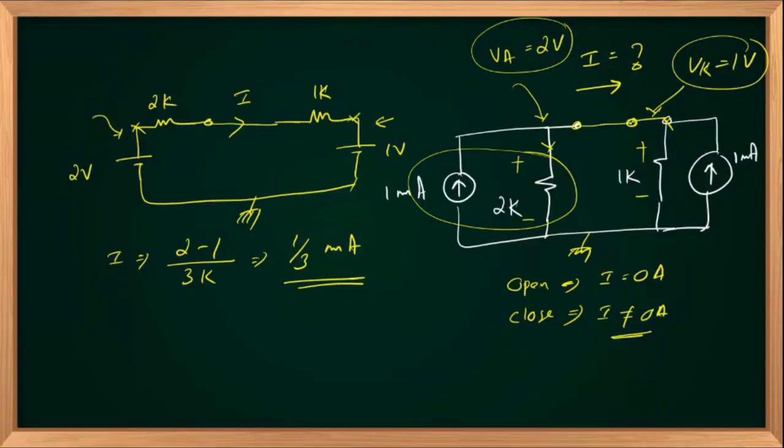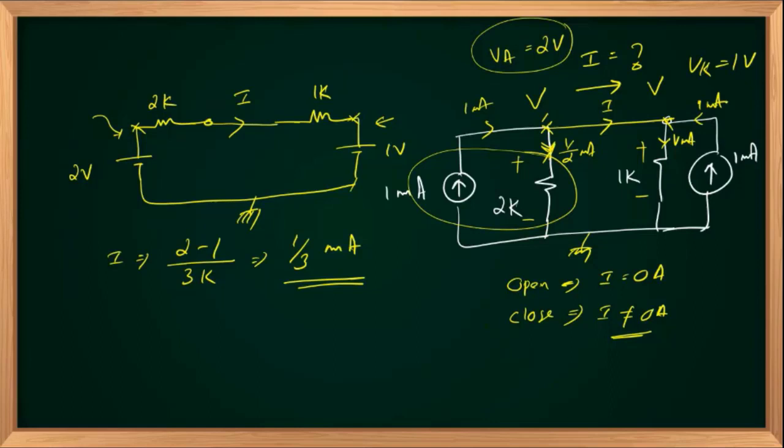And if you are keeping the circuit as such, you have to apply nodal analysis here. This node voltage will be V. This node voltage also will be the same voltage V because they are shorted. So you can assume this node voltage as V. Then 1 milliampere is coming in. V minus 0 by 2, V by 2 milliampere is going down. And there is a current I going towards the right, and there is a current V by 1, that is V milliampere, going down, and 1 milliampere current coming to the node.